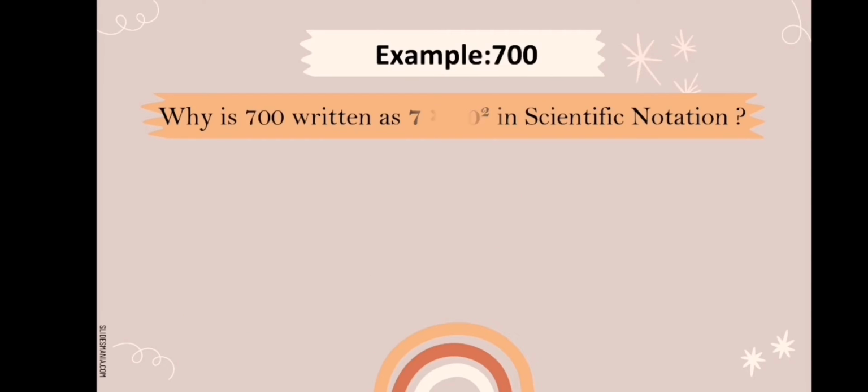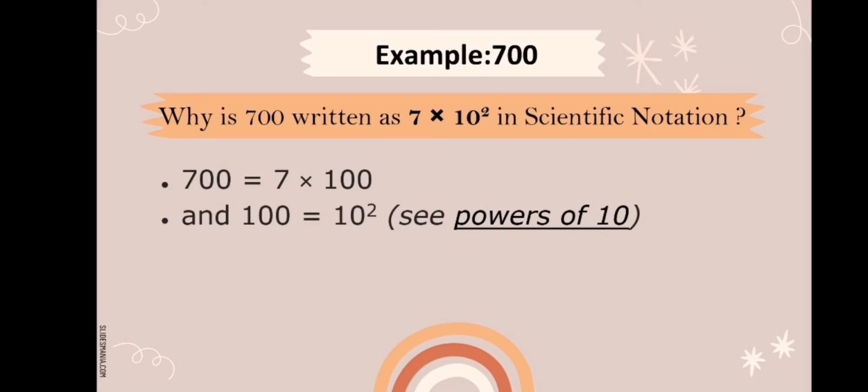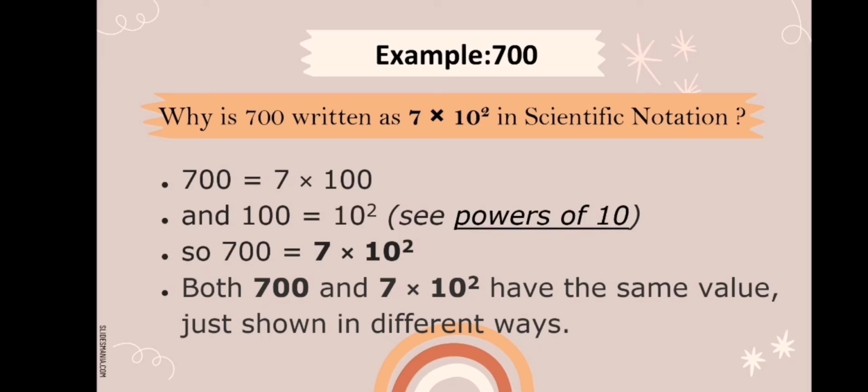Example: why is 700 written as 7 times 10 to the power of 2 in scientific notation? 700 is equal to 7 times 100. And 100 is equal to 10 to the power of 2. So 700 is equal to 7 times 10 to the power of 2. Both 700 and 7 times 10 to the power of 2 have the same value, just shown in different ways.